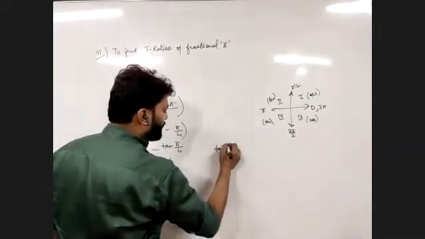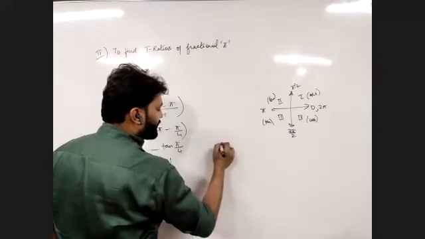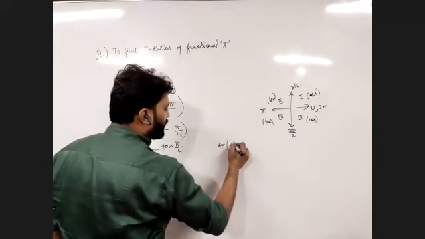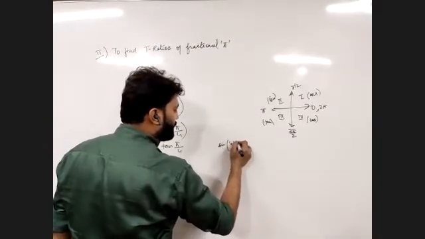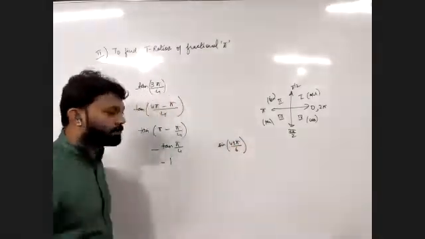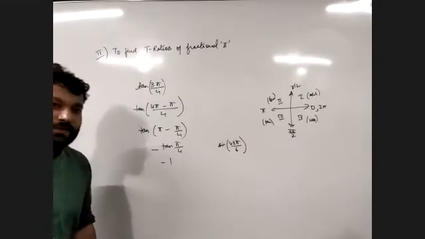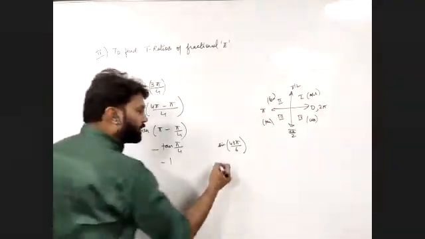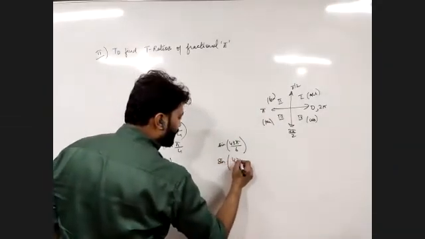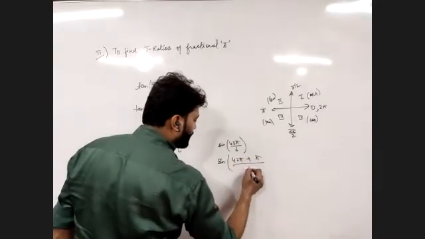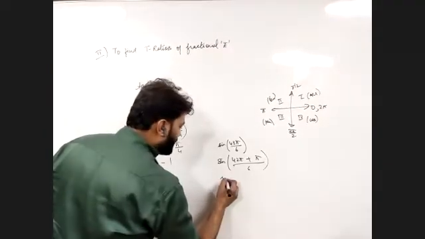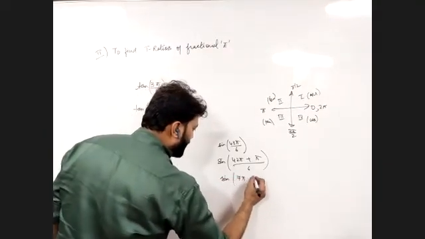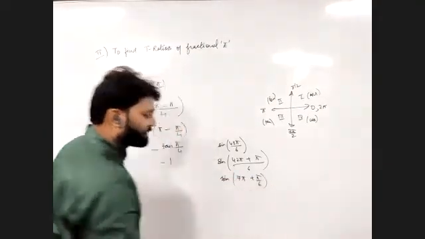Look at this one. Say sine 43 pi upon 6. Can we write this as 42 pi plus pi, whole upon 6? Right? So this will be sine of 7 pi plus pi upon 6.